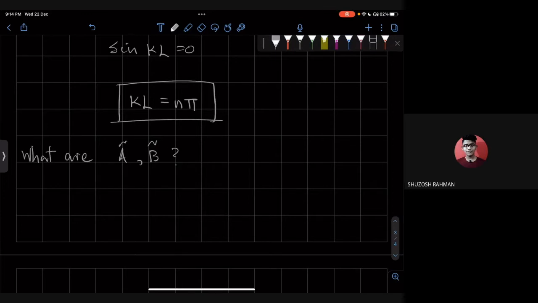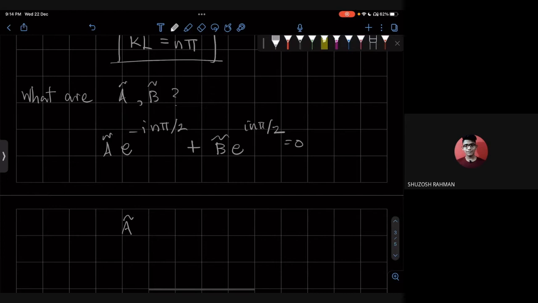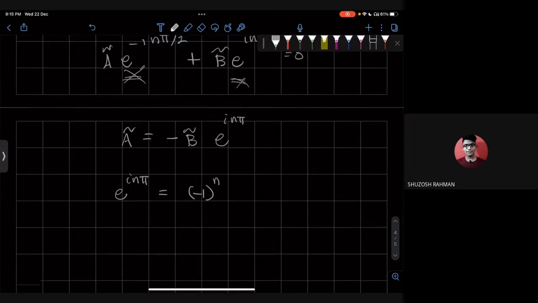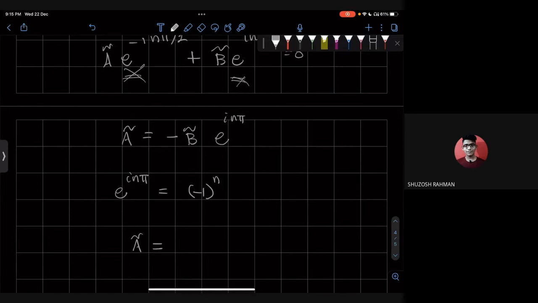So if you plug that into, say, our boundary condition, we get that A tilde e to the power minus i n pi over 2 plus B tilde e to the power plus i n pi by 2 is 0, right? So this means that A tilde is equal to minus B tilde, and we multiply both sides by this factor. This guy goes away, and this guy just becomes the square of this, and that is just e to the power i n pi. But e to the power i n pi is nothing but minus 1 to the power n, right? So we see that A tilde is related to B tilde by minus 1 to the power n times B tilde.